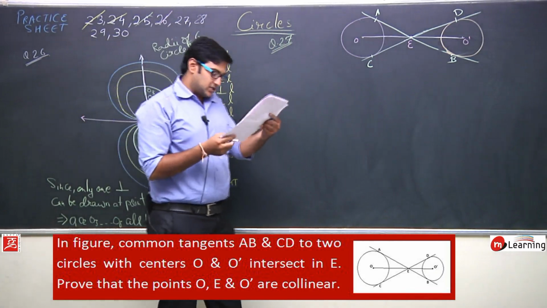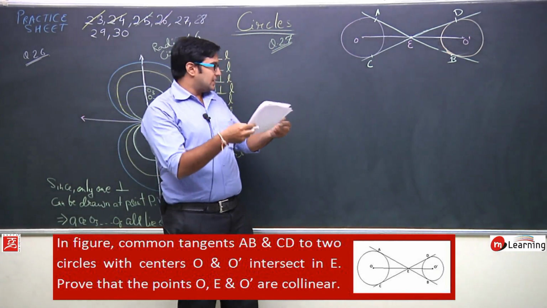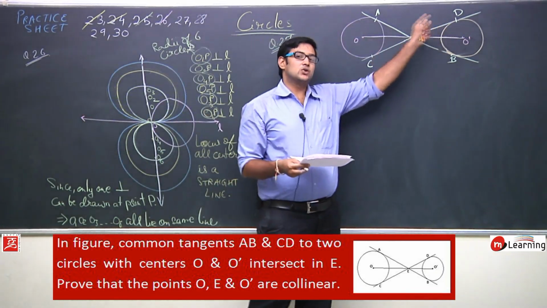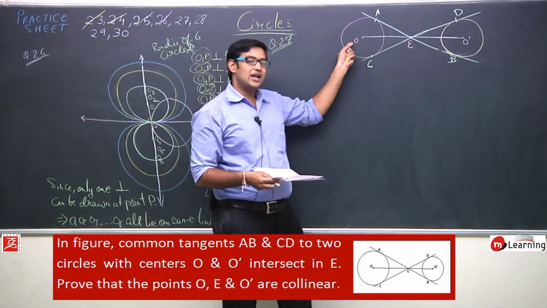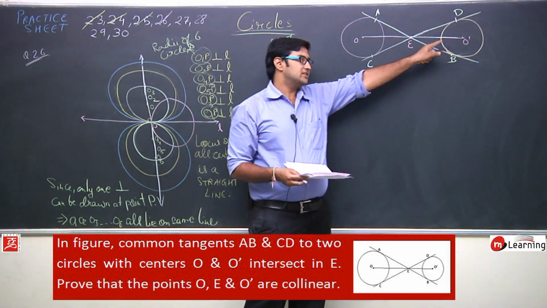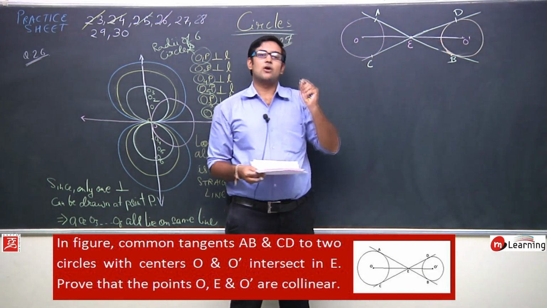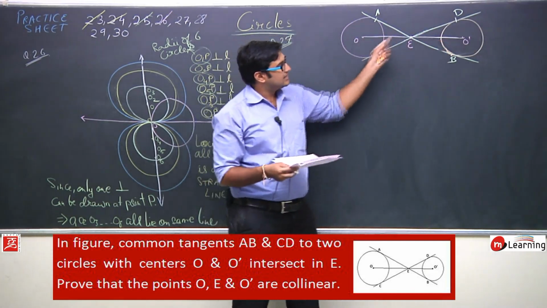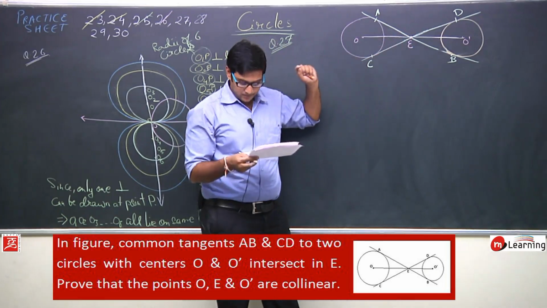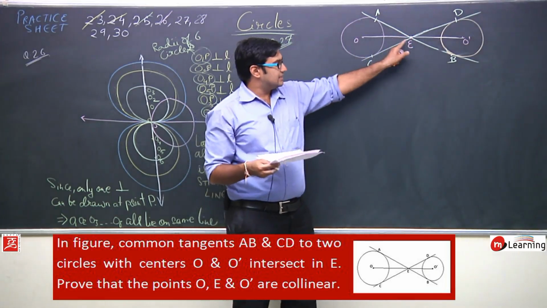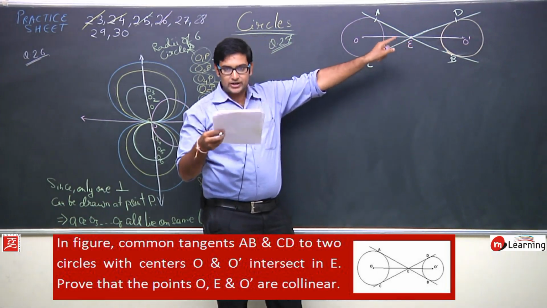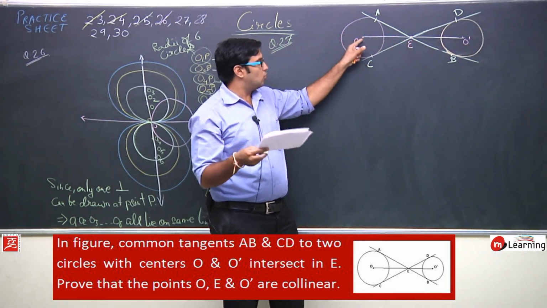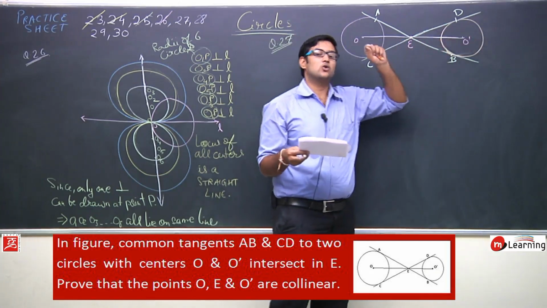Now it says in the figure common tangents AB and CD. So AB is a common tangent. Why? Because it touches this circle as well as this circle. Hence we call this AB a common tangent. And CD is also a common tangent. These two tangents intersect at point E. Prove that O, E and O dash are collinear.